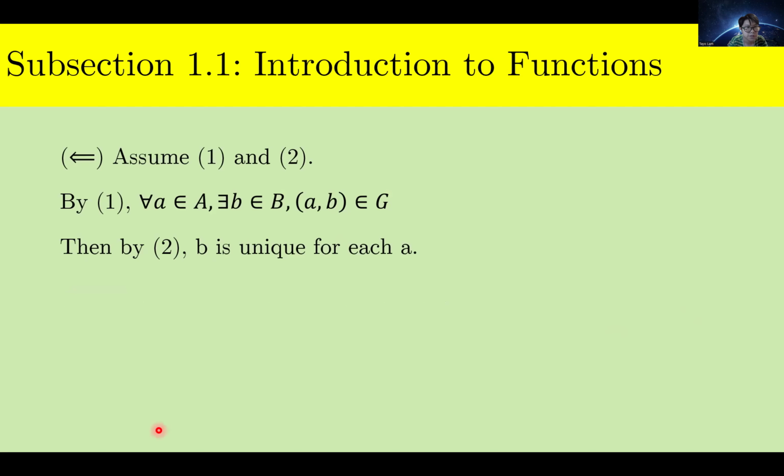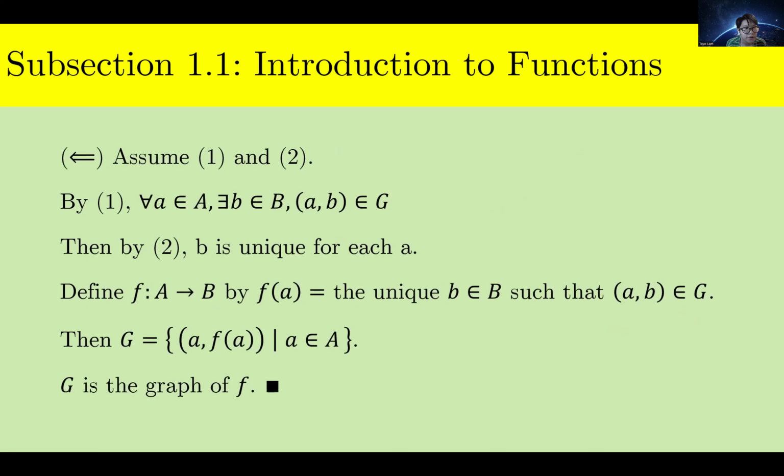For the backward direction, we first assume (1) and (2) are true. By (1), for all a in A there is a b in B such that (a, b) is in G. By (2), b is unique for each a. These are just the assumptions we made, the conditions of the rightward direction. So we define f from A to B by f(a) equals the unique b in B such that (a, b) is in G. So G consists of the ordered pairs (a, f(a)) with a in A, so G is the graph of f.